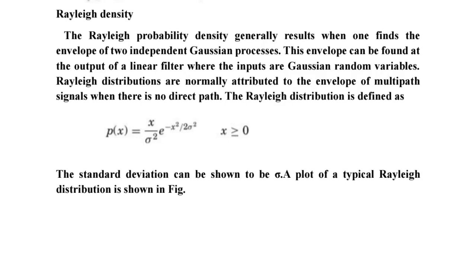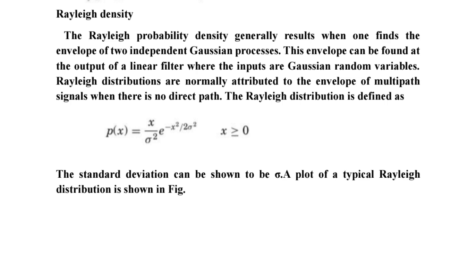So now, followed by this Gaussian probability density function, we are going to discuss the Rayleigh density. Here, the Rayleigh density is used to find the envelope of two independent Gaussian processes. This envelope can be found at the output of a linear filter, where the inputs are Gaussian random variables.